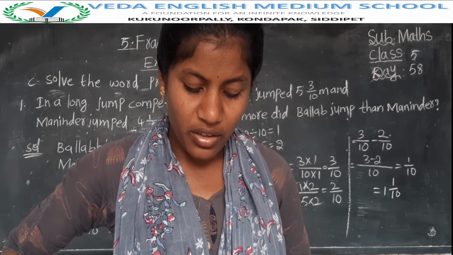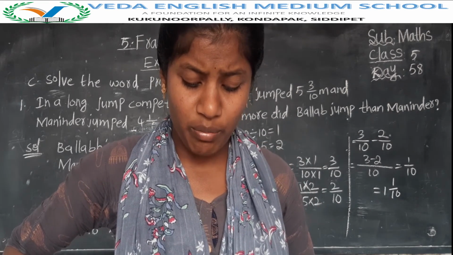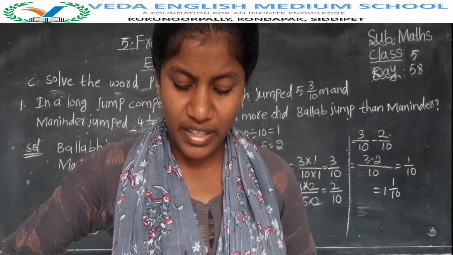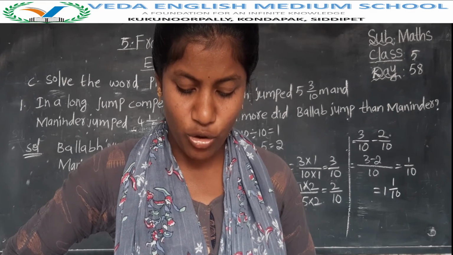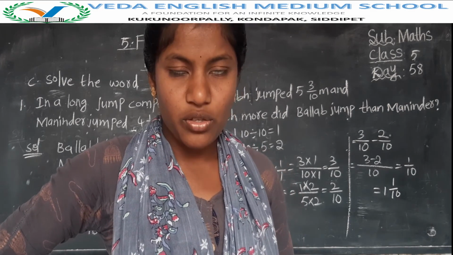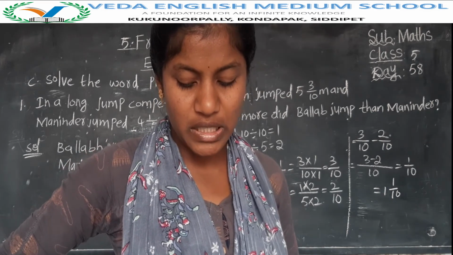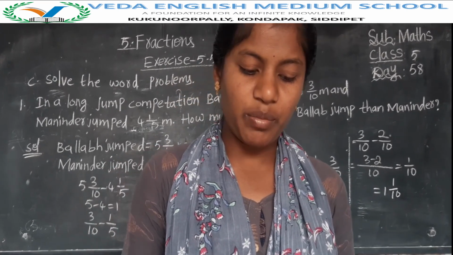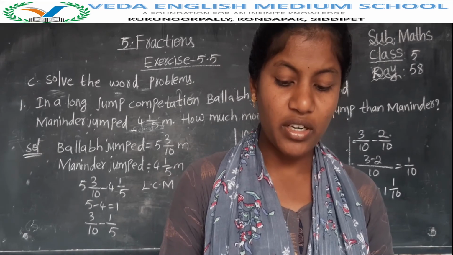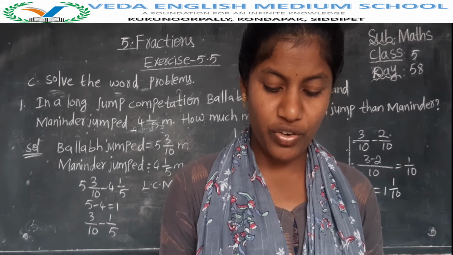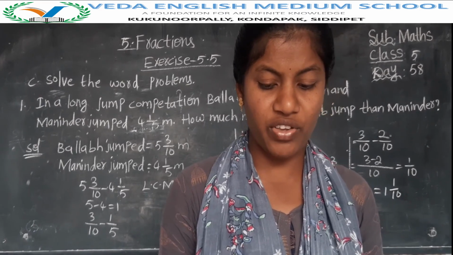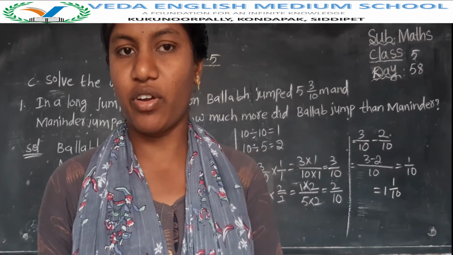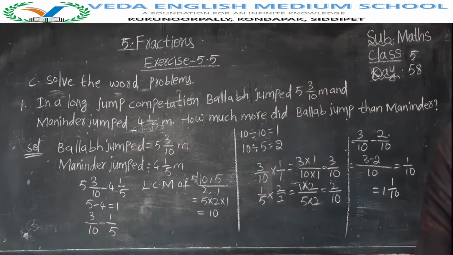Next, of the 4 into 1 by 2 liters of milk bought in the morning, 3 by 7 liter was left at the end of the day. How much milk was used up? So subtraction of 4 into 1 by 2 minus 3 by 7. If you subtract this, then exercise 5.5 will be completed. That means addition of fractions and subtraction of fractions will be completed. In the next class, we will learn multiplication of fractions. Then afterwards, we have division of fractions. If you have learned that, then the fractions chapter will be completed. So complete the subtraction of fractions yourself. Okay, children? Complete your homework up to here.